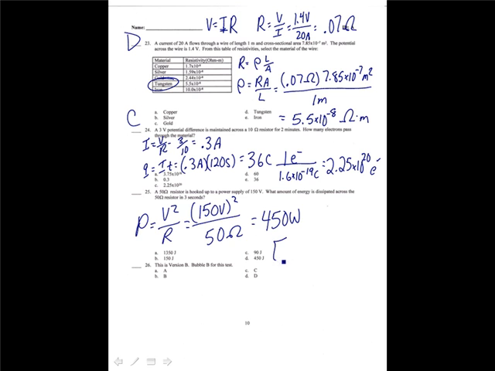But I want to know the energy in 3 seconds. Energy is power times time, because power is just energy per unit time. So that's 450 watts, which I'm going to write as joules per second. That's what a watt is. Times 3 seconds gives me 1350 joules. So the answer for that is A, and then 26 of course is B.